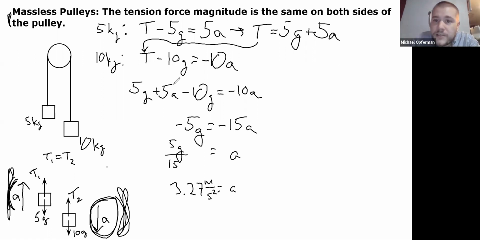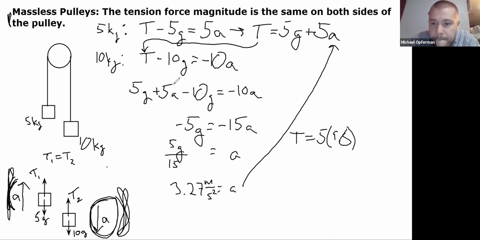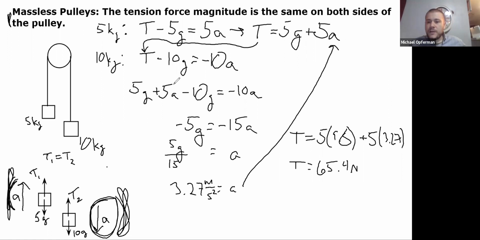If you also wanted to know the magnitude of the tension force, you would just take this and substitute back in here and get T equals 5 times 9.8 plus 5 times 3.27. So that's going to be 5 times 9.8 plus 5 times 3.27, which is about 65. Let's call it 65.4. So there's the tension force if that is required.